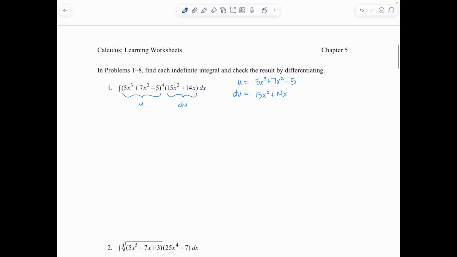In this case, since we took the derivative, I also need to put dx. Now, let me clean this up a minute. I can represent this part as u to the 4th power and this part as du. And so we can rewrite this in terms of only u, and we won't have x or dx. So now we have the integral of u to the 4th du.